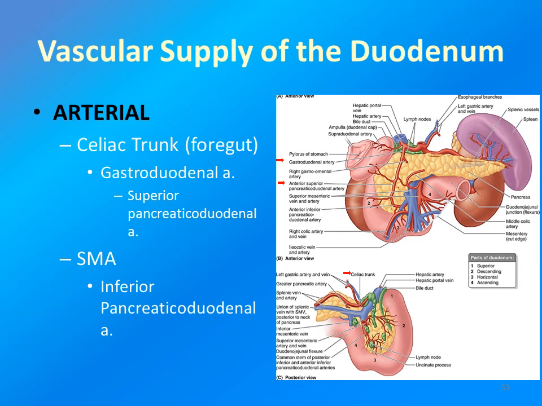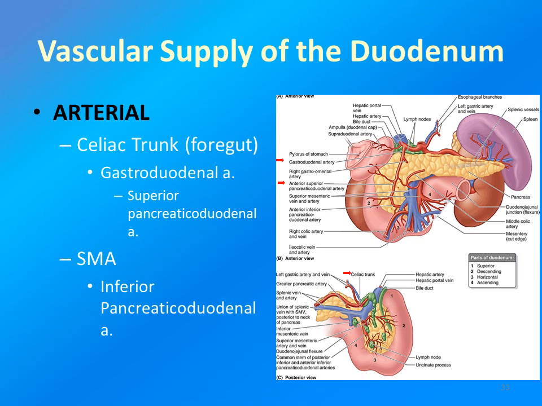The duodenum is a derivative of the foregut and therefore is supplied by the celiac trunk, as well as other foregut structures. Here you can see the celiac trunk from the posterior perspective. It's the first main branch off the abdominal aorta. It will give rise to the gastroduodenal artery, and the gastroduodenal artery in turn will give rise to the anterior superior pancreaticoduodenal artery and the posterior superior pancreaticoduodenal artery.